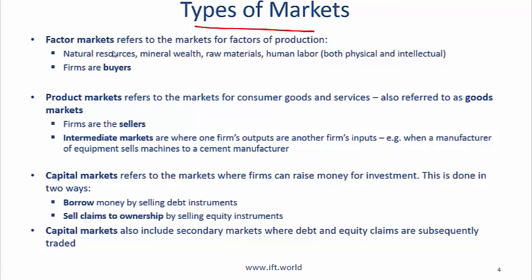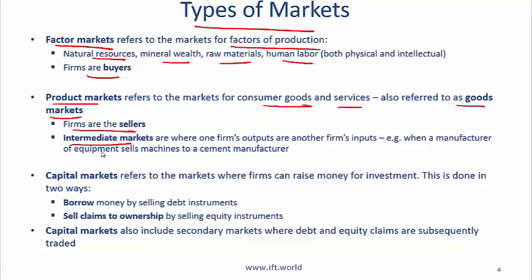What are the different types of markets? You can have factor markets. This refers to markets for factors of production. Factors of production are natural resources, mineral wealth, raw materials, human labor, and so on. Firms are the buyers in the factor market. Product markets refers to the markets for consumer goods and services, also referred to as goods markets. Here the firms are the sellers.